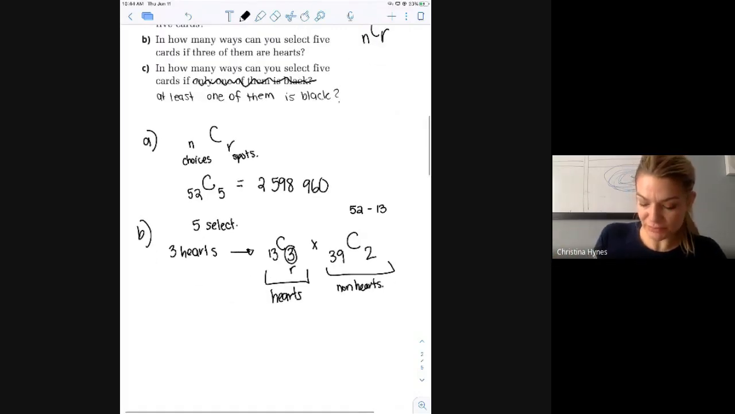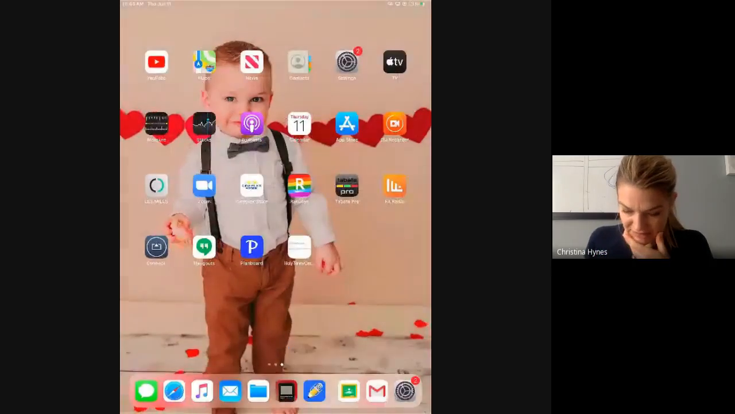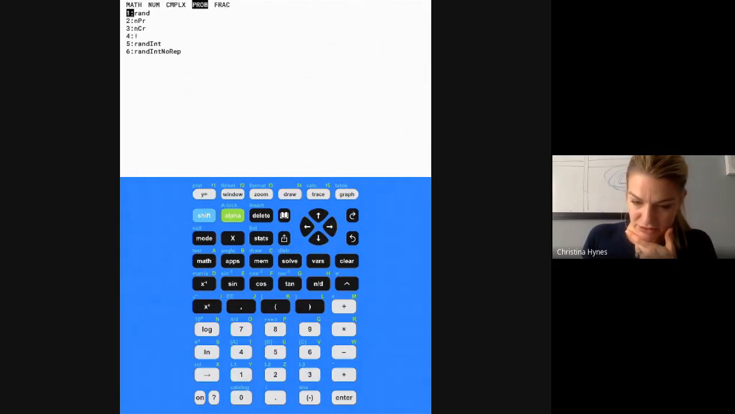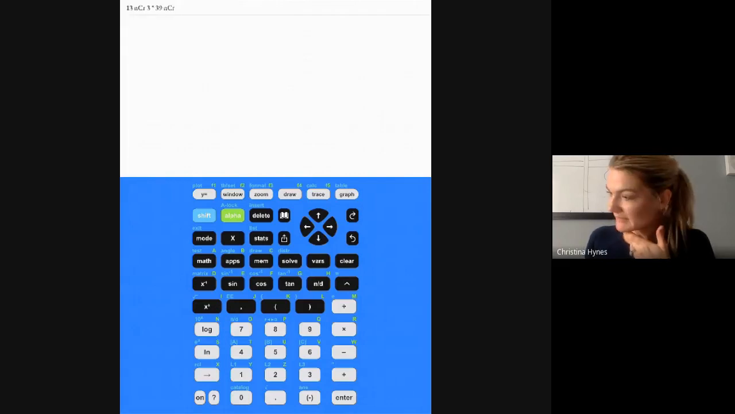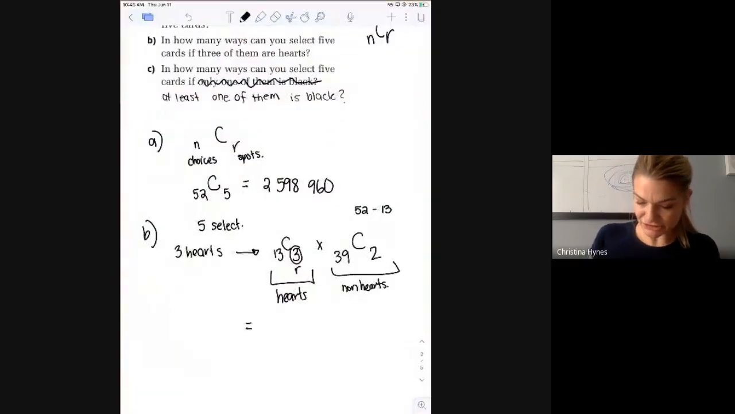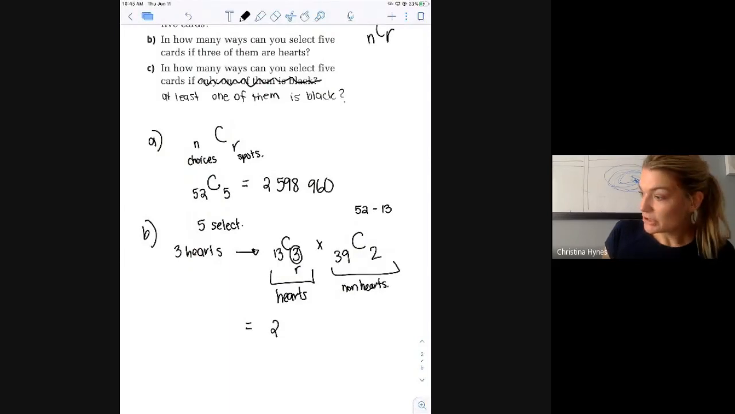Okay, so if you put that into your calculator, you would do one at a time or write it exactly how you see it. So I'll show you how I put it in my calculator. I'm going 13 math, probability, choose, and I'm choosing 3 of them. Multiply that answer by 39 math, choose, and I want 2 of them. Okay, so for your question, as you can see, this calculator is not reading it properly, but the answer should be, if you do it in your own calculator, 211,926.